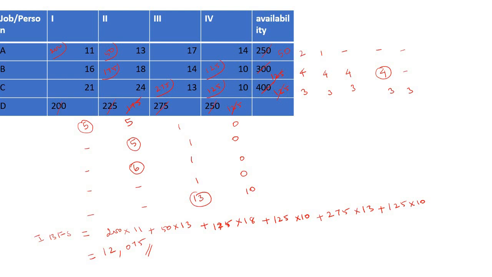If you want to find the optimum one, we go back to Modi's method. We stop the problem once all the non-negative terms are greater than 0.